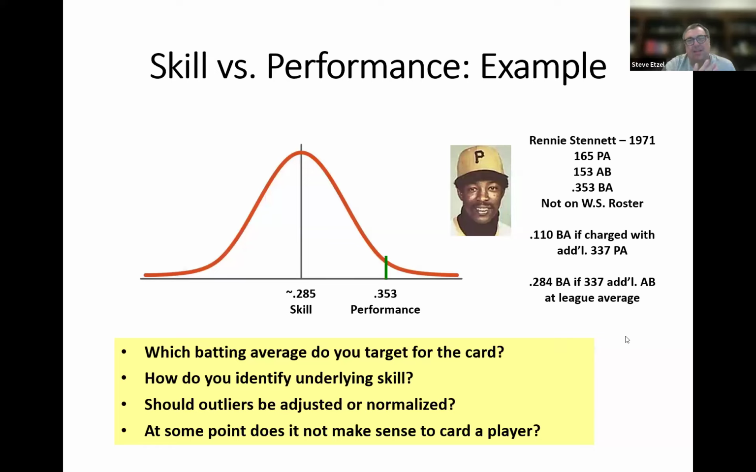Just to take those two numbers as granted, which number should be the basis for his card? I've got some bullet points at the bottom as well. If you're going to say, well, I'm going to really be focused more on underlying skill rather than performance, how do you identify underlying skill? And then, should any outlier performances be adjusted or normalized? And at some point, does it just not make sense to make a card for a player?